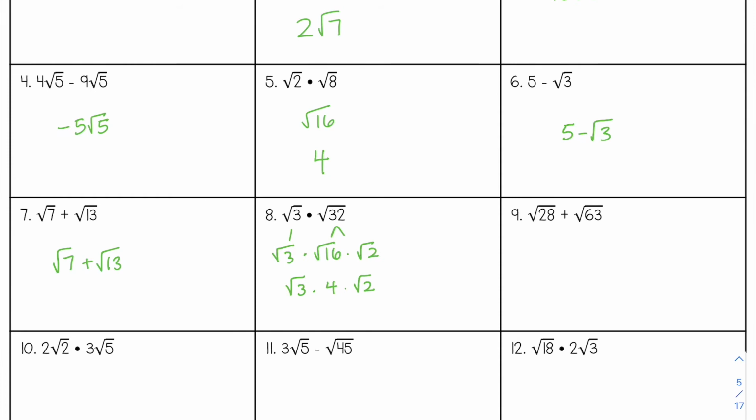All right, so now I can multiply the two radical expressions, the square root of 3 times the square root of 2, that's the square root of 6, and just put my 4 on the outside, 4 multiplied by the square root of 6.